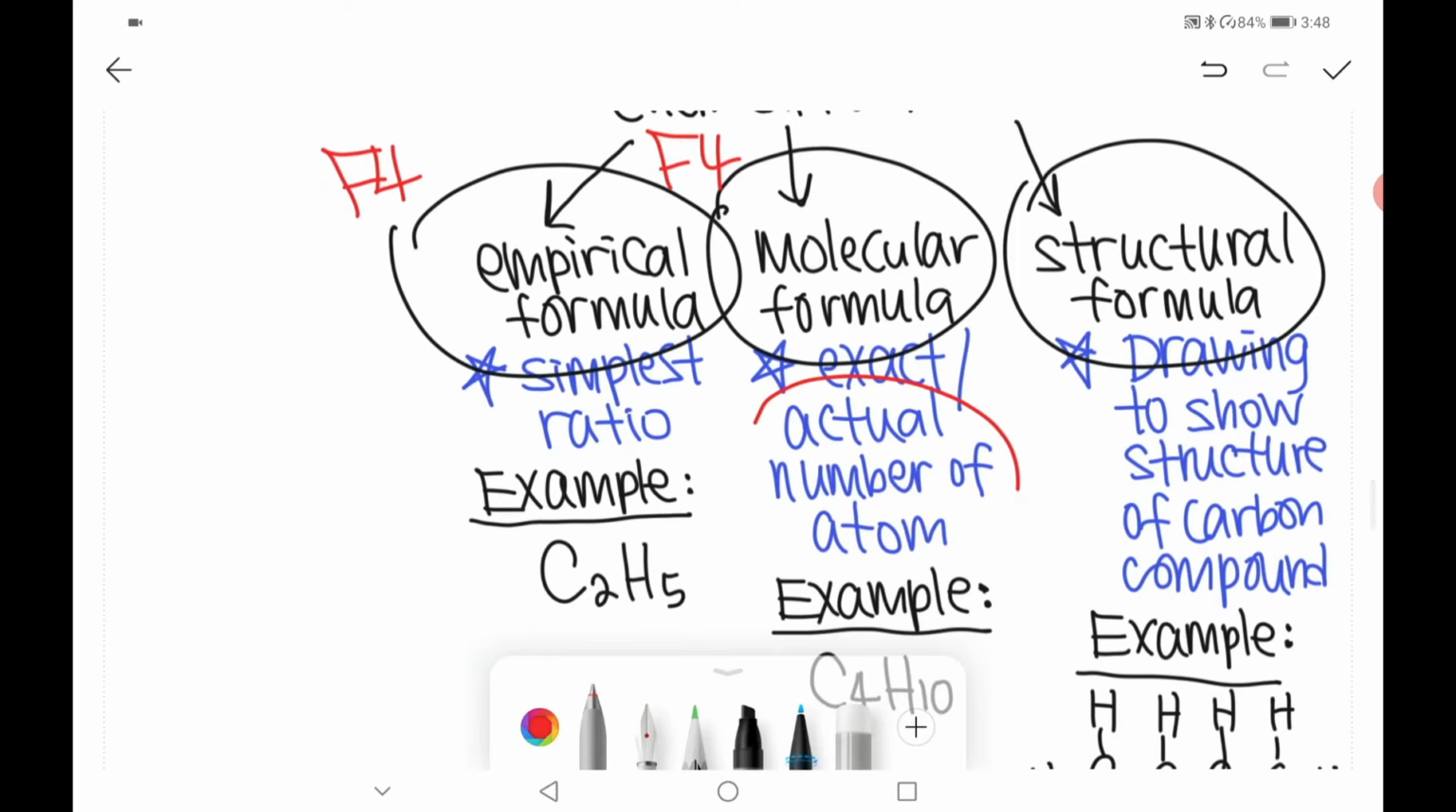It is the actual number of atoms we have. So how to know the formula is a molecular formula? The formula is not simplified. The number is not simplified.